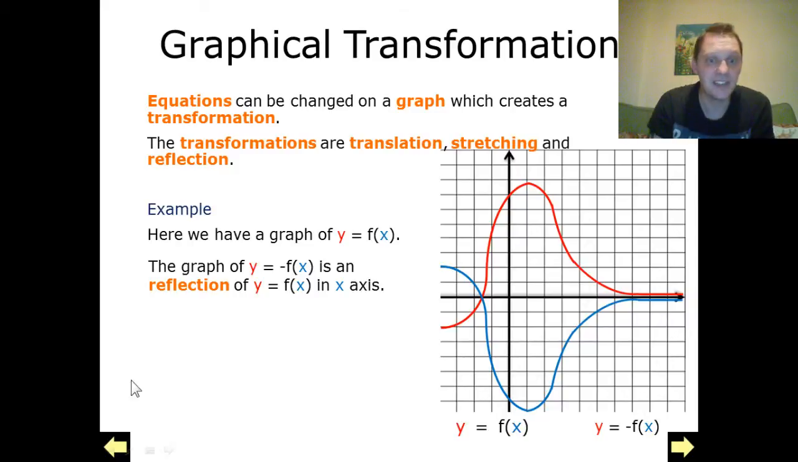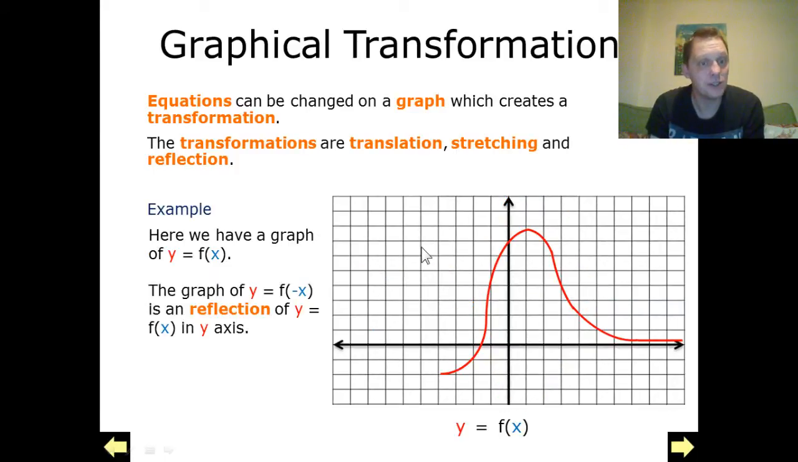Our next one is if we've got a negative function of x as opposed to our function of x, and as you can see, this creates a reflection in the x-axis. As opposed to if we've got a function of negative x, this actually produces a reflection in the y-axis of our line.